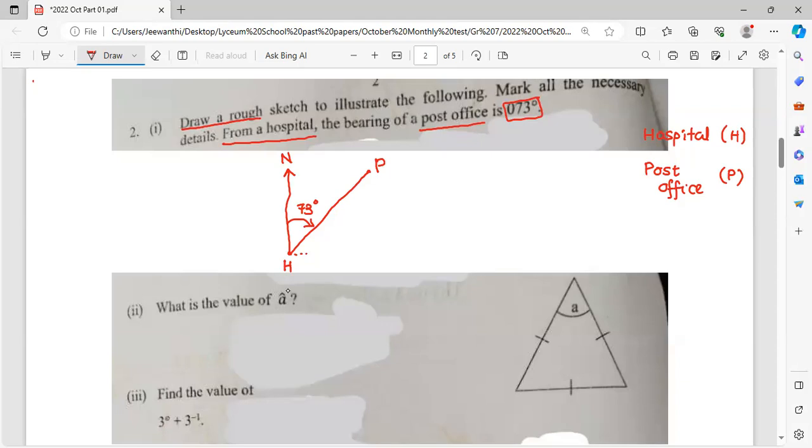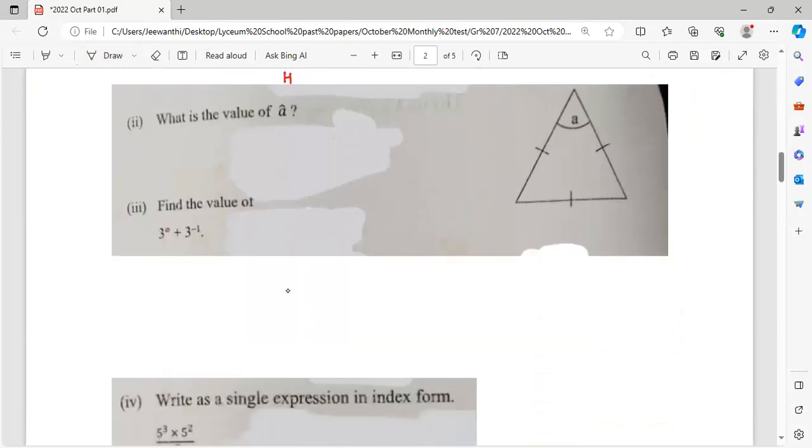So from where do you draw the north direction? From the hospital. Why? They have used the words "from a hospital", H, right? So then we will move to the next question, where you want to find the value of A.